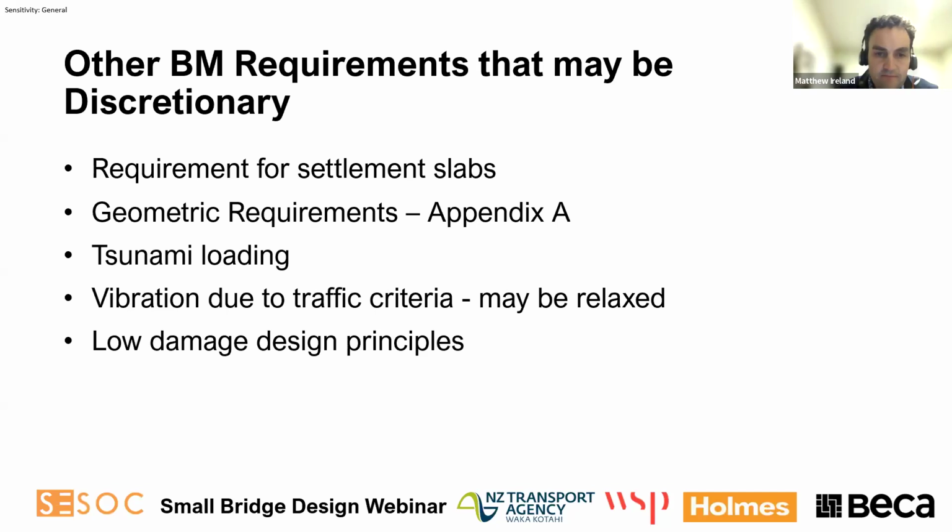these requirements. Another thing that the bridge manual is starting to introduce is low damage design principles. Again, for these really small structures, you probably don't need to consider them. So next slide, please.